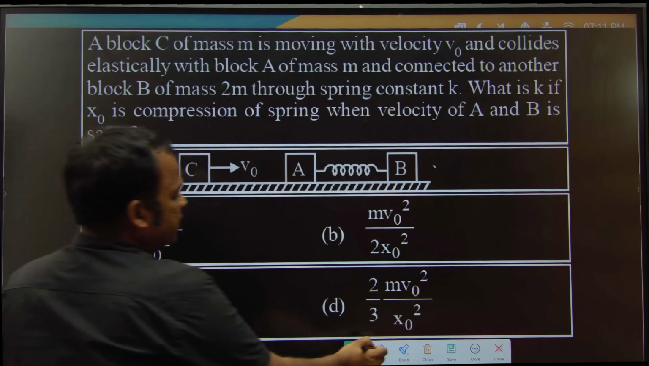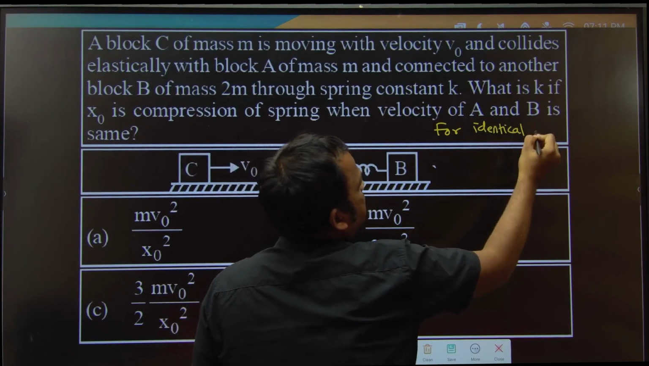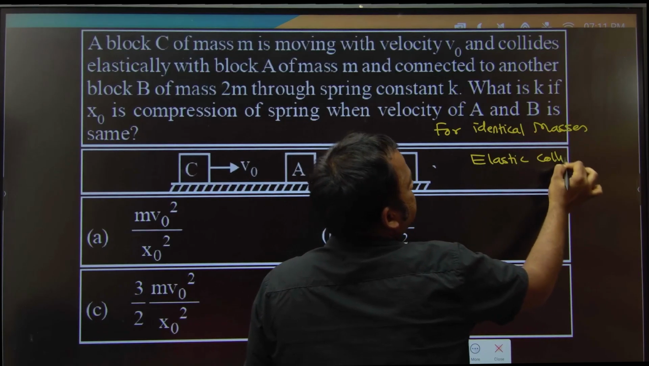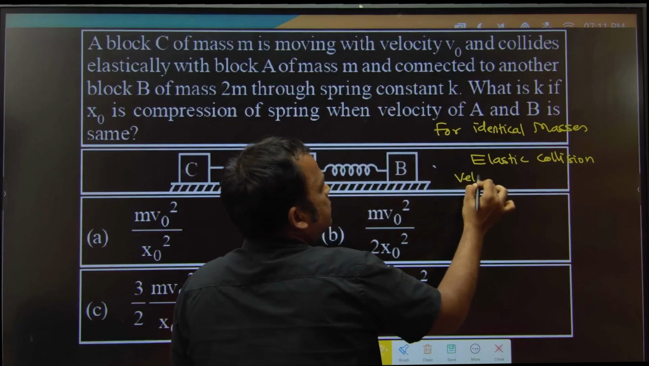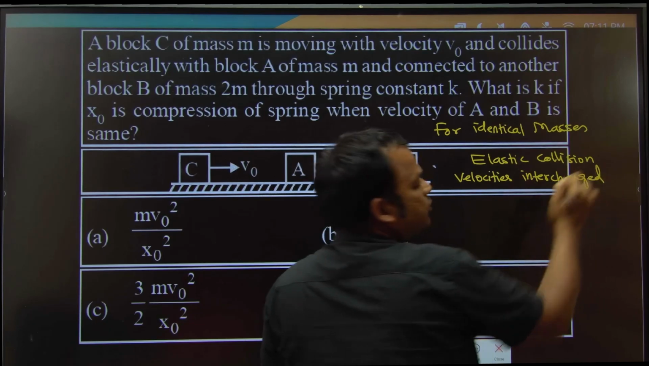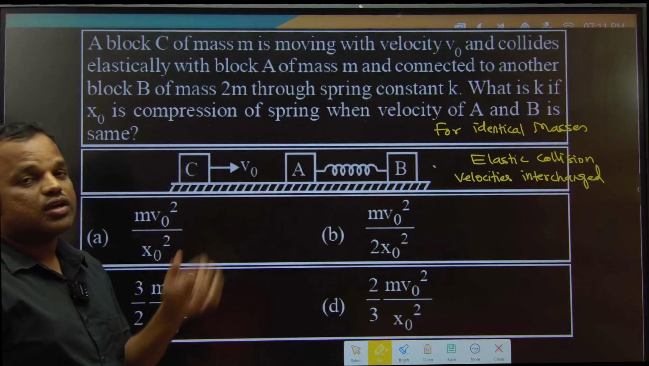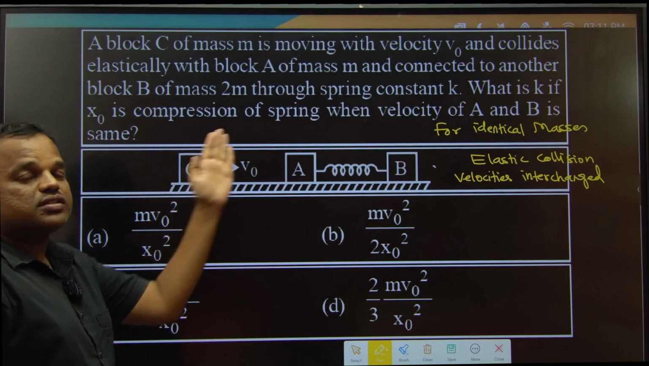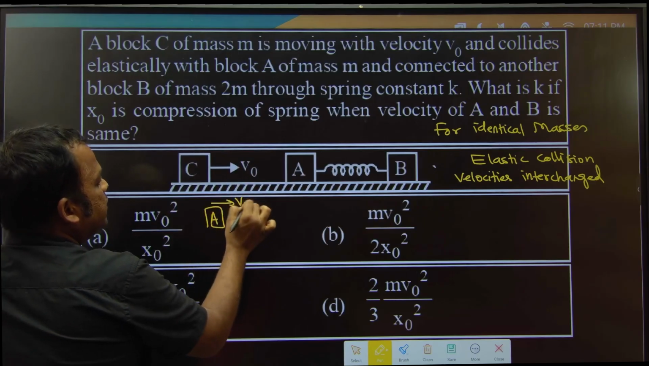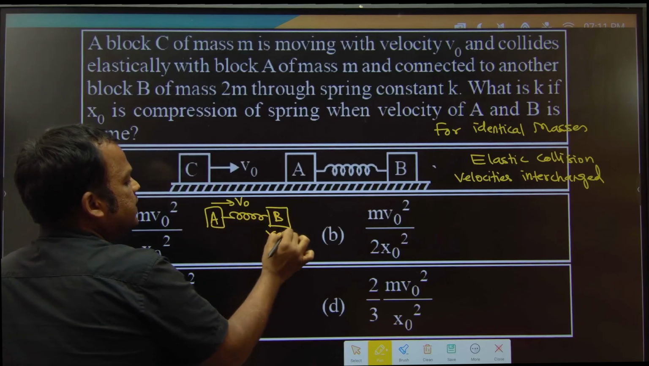Okay, so the concept is: for an elastic collision between identical masses, velocities are interchanged. Both bodies will exchange their velocities. Before collision, C is moving with v0 and A is at rest. After the elastic collision, C will come to rest and A will move with v0. So the situation will be like this: A is going with v0, the spring is unstressed, relaxed, and B is at rest.